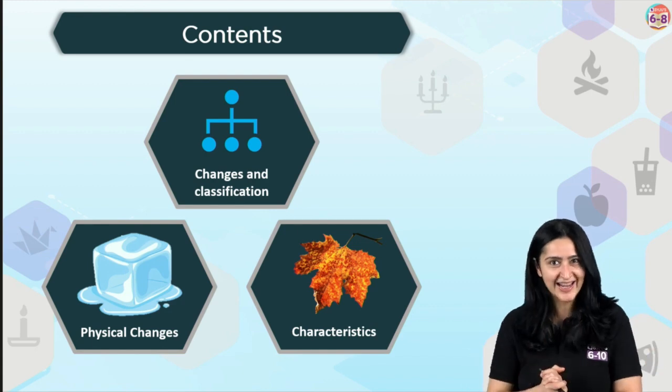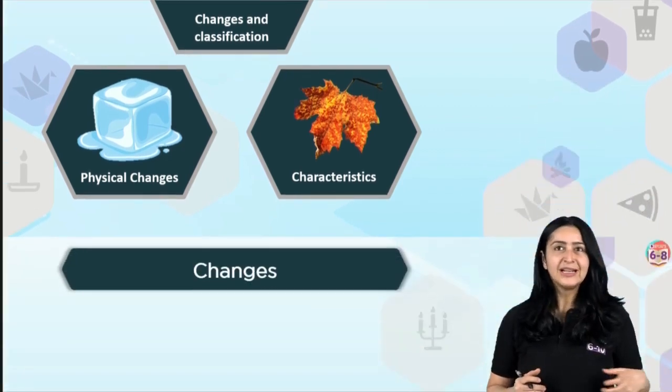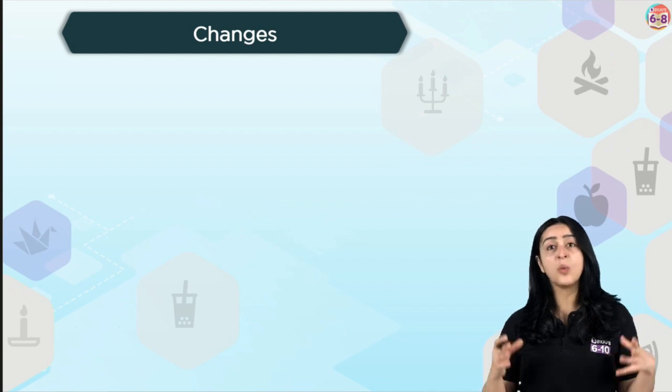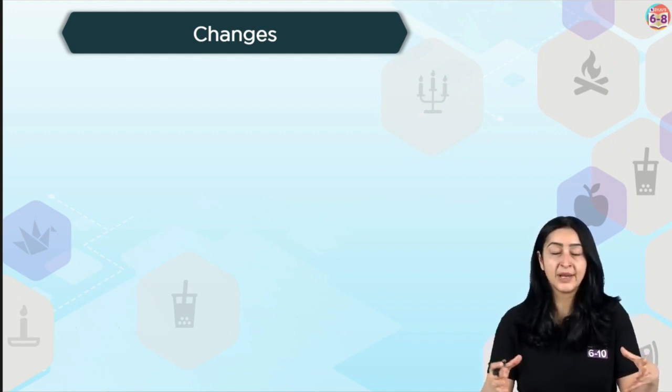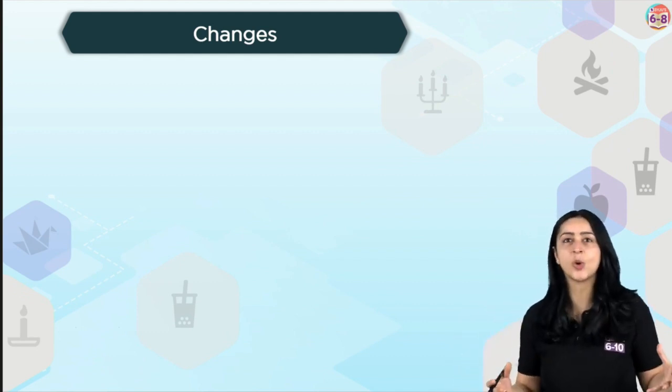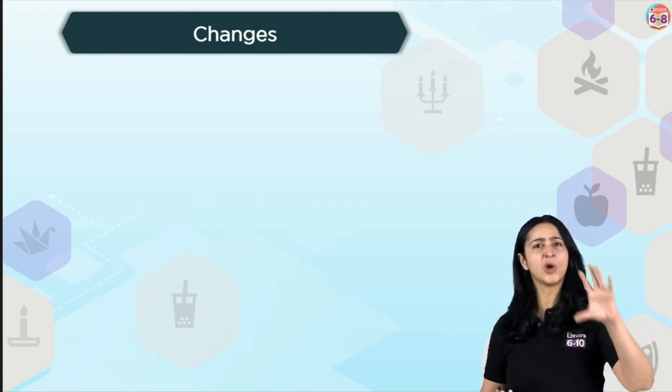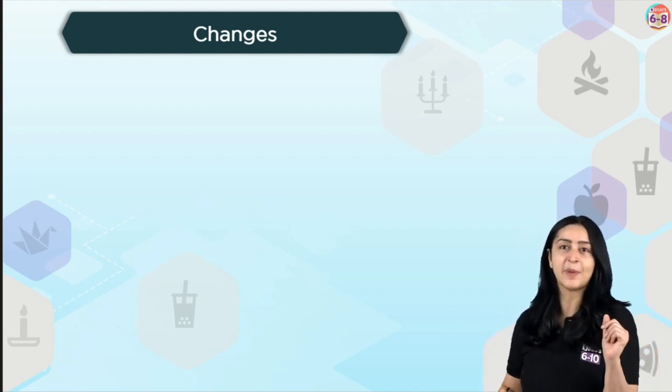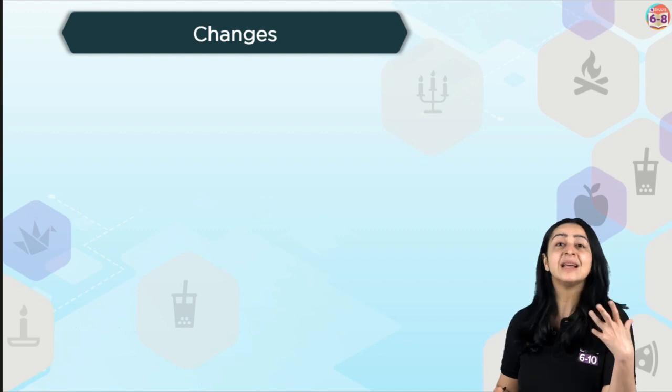So, are you ready? Okay, now let's first think of the word change. We keep using this word change all the time. Change is the only constant. There are these huge quotations about it also. But change ka matlab kya hai?